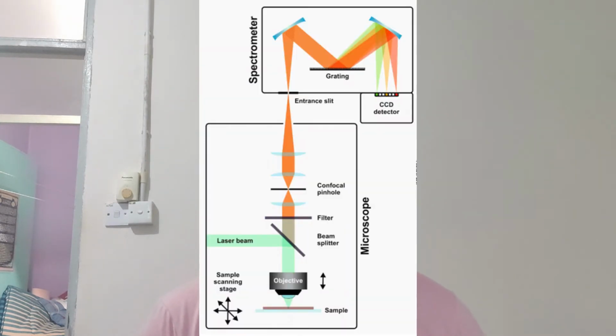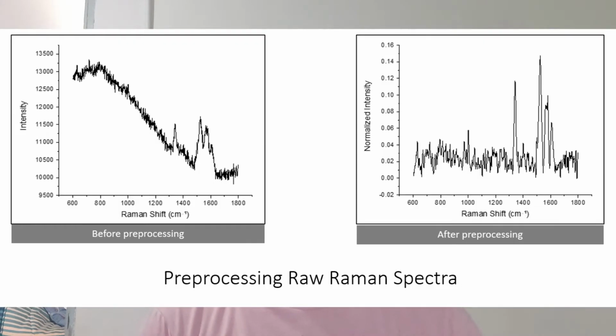Raman spectra of the samples are obtained using Raman spectroscopy, where samples are incident with a laser with a wavelength of 532 nanometers, and the scattered light from the samples is then detected using charge-coupled device detectors. Raw Raman spectra are then subjected to pre-processing, where the raw spectra are baseline corrected, smoothened, and normalized to reduce the noise in the spectra and make the spectra easier to analyze.